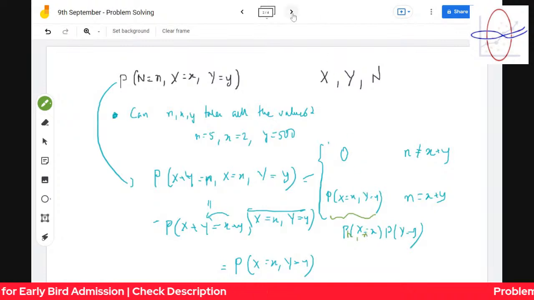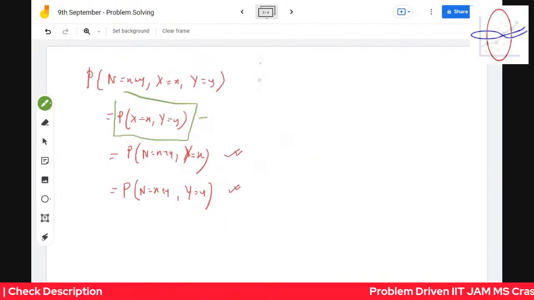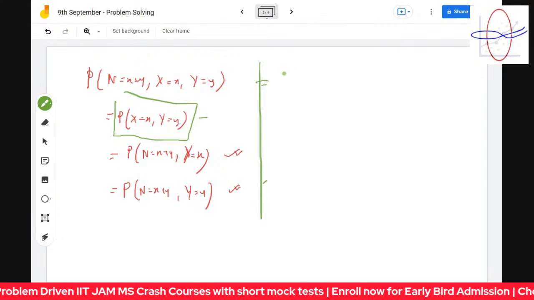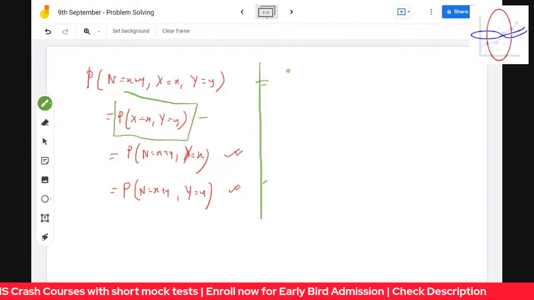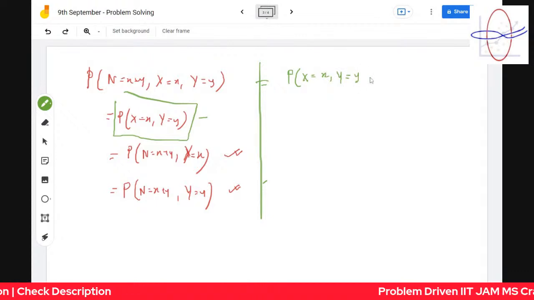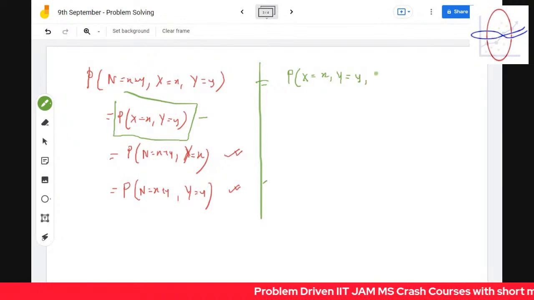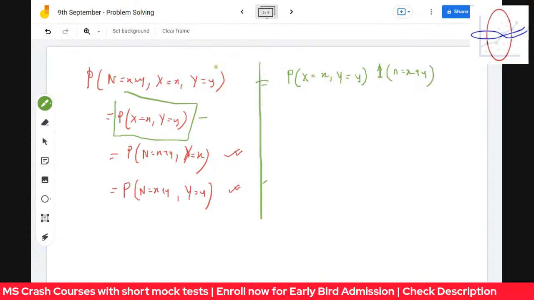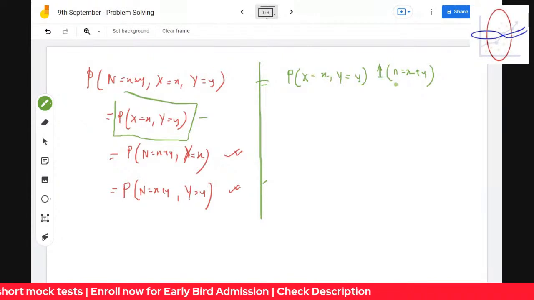Okay, so how do you write this? I will show you how to write this. How do you write the previous one? You write this as probability x is equal to x and y is equal to y, and n is equal to n. So you have written this in terms of an indicator of small n equal to x plus y. So it's dependent upon both n, x, and y. And there's an indicator; if it's not that, then it's 0.